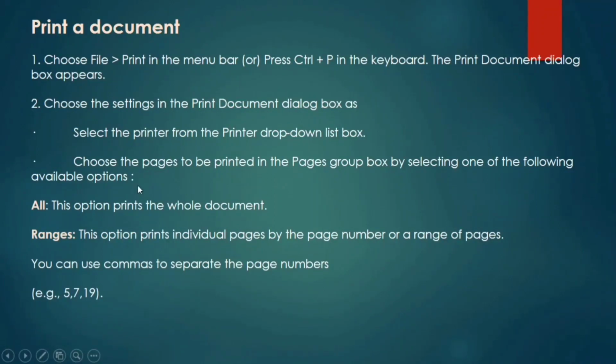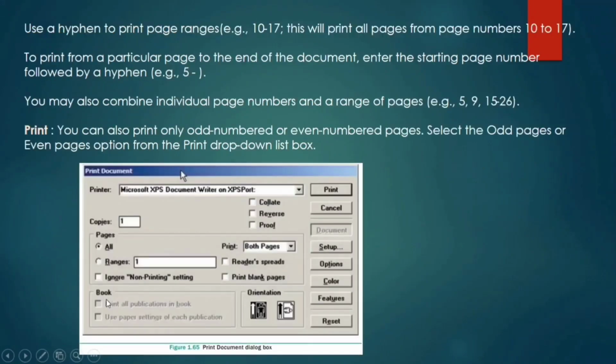All. This option prints the whole document. Ranges. This option prints individual pages by page number or a range of pages. You can use commas to separate the page numbers. Example: 5, 7, 8, 11, 19. Use a hyphen to print a page range. Example: 10 to 17. This will print all pages from page number 10 to 17.